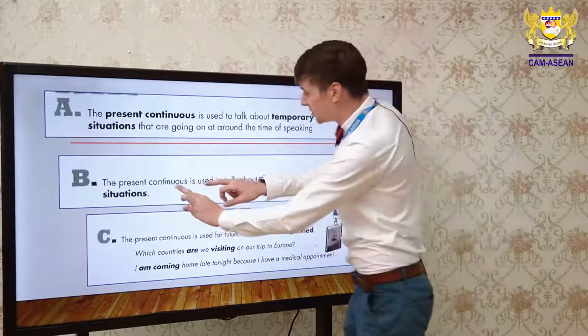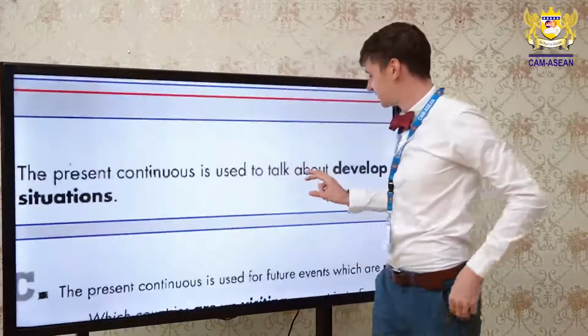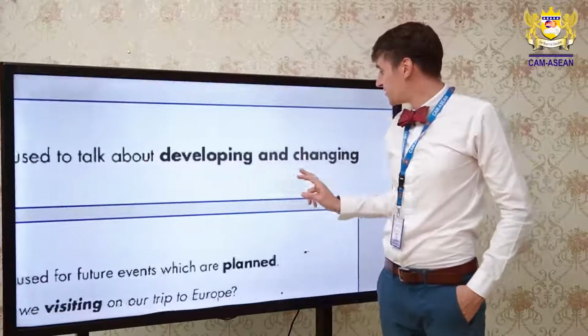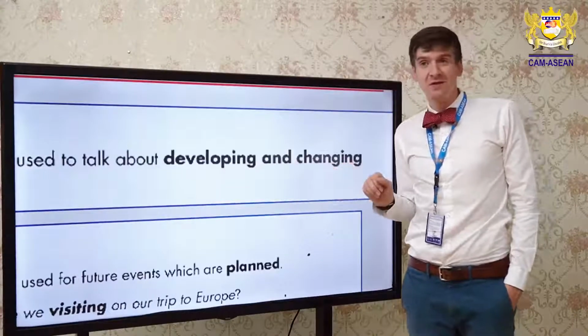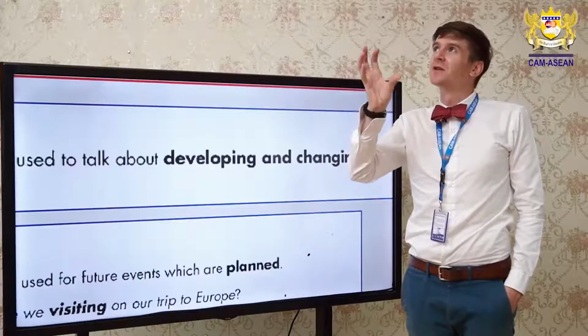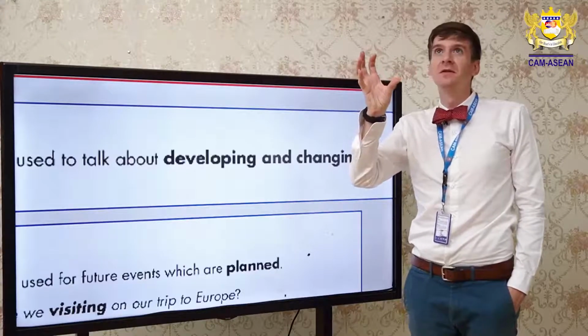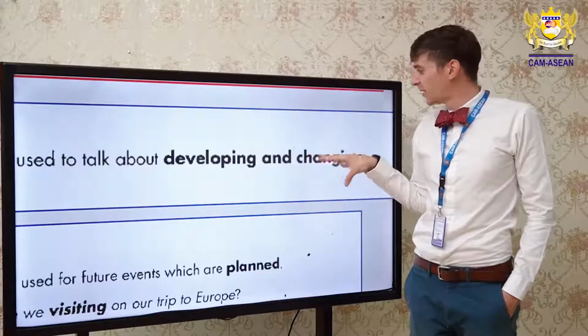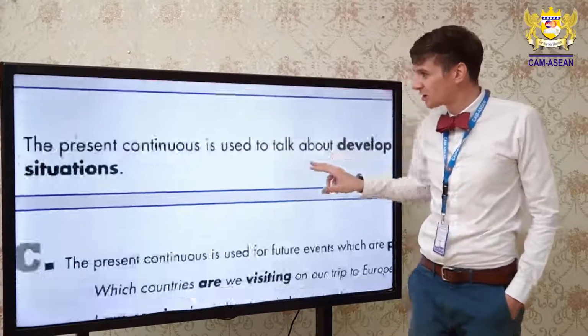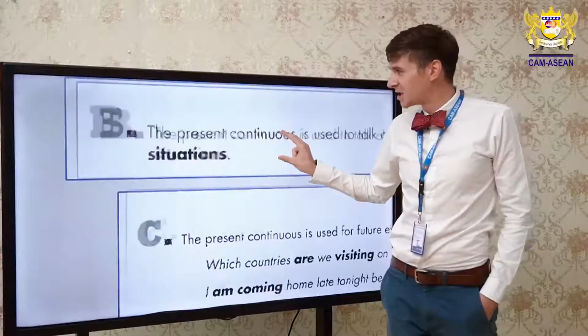Present continuous is also used to talk about developing and changing situations. So we have a temporary situation, and it's still going on now. Okay. Then we have a developing and changing situation. That's number 2.